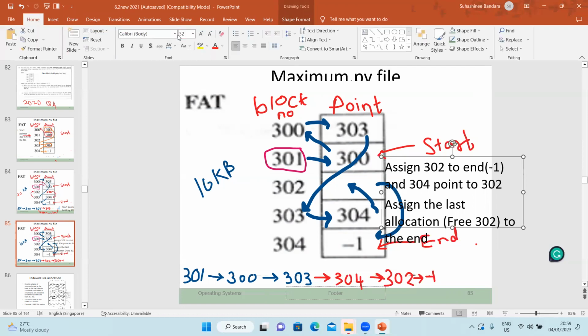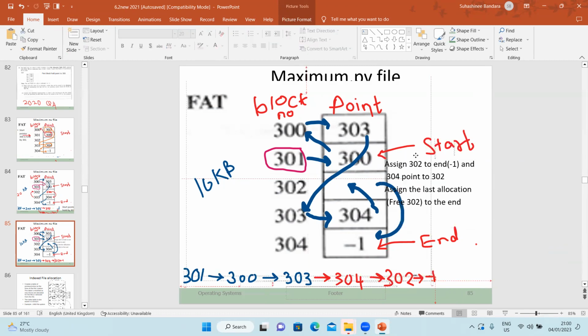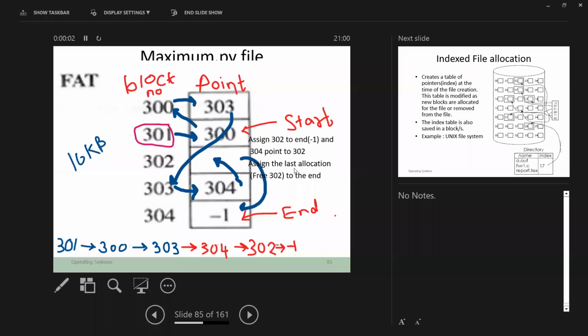Okay, shall we draw that? Copy down this one. This is the answer. The answer is this written one: assigning 302 to the end -1, and 304 to 302. The marks are given for this particular part only, but you better write the path also.